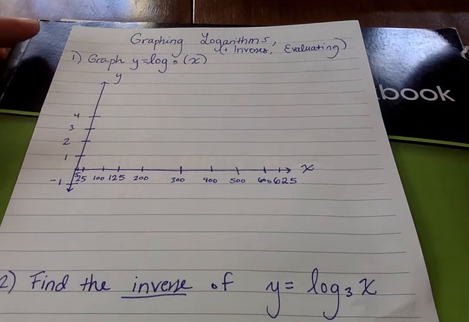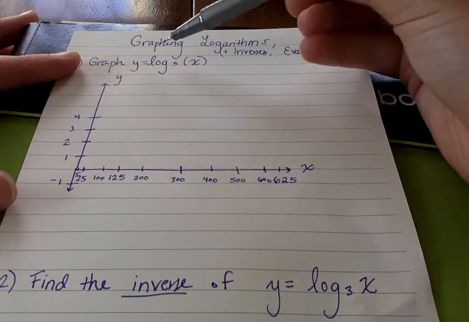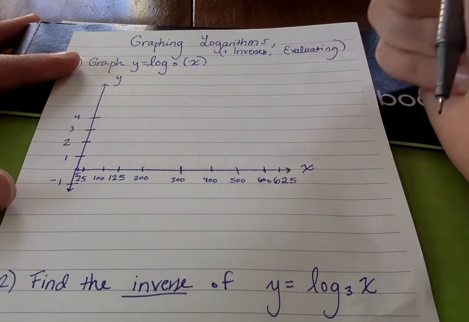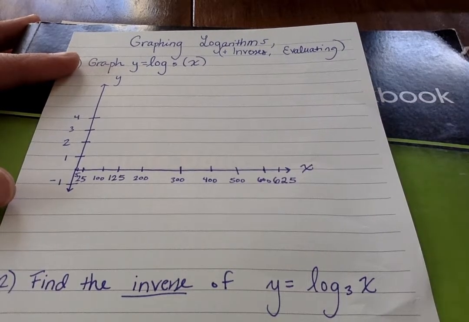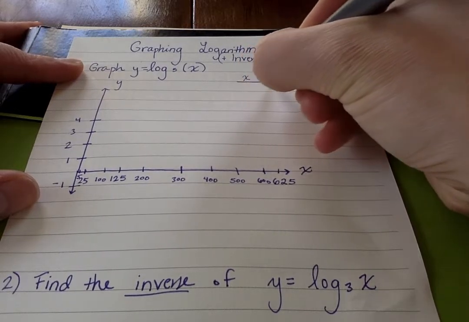So first off, we're going to graph the log base 5 of x. And the way I say that is the log base 5, 5 is the little number, of x. And I put parentheses there just so you really know what we are taking the logarithm of. So as usual, we will make a table.